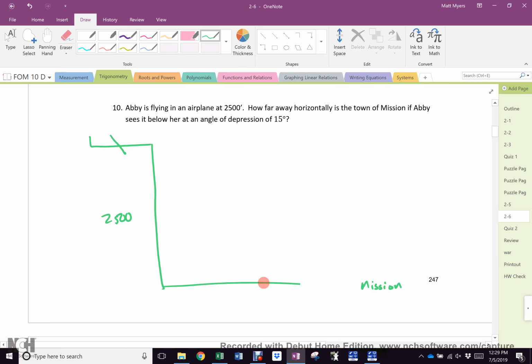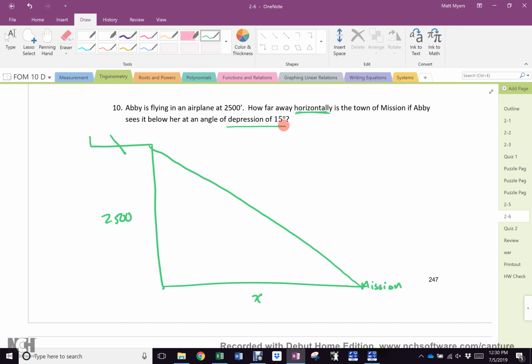So there is my triangle, right? Now this one's tricky. How far away horizontally? What does horizontally mean? Up and down, flat, or diagonal? Flat. So this is what I need to find, correct? But this is tricky because Abby has an angle of depression of 15. This is exactly like the example I gave you.